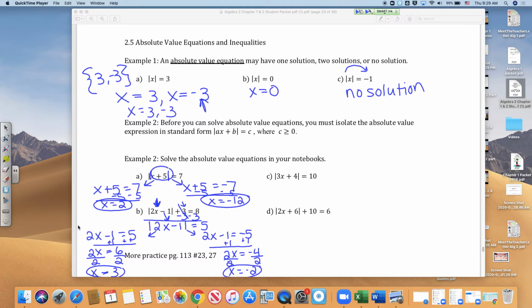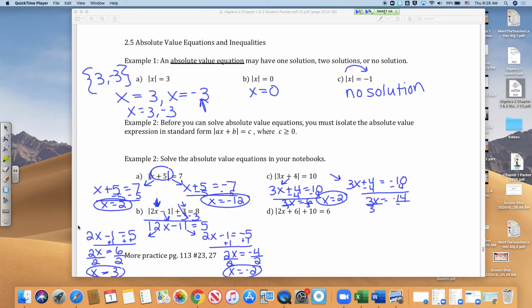All right, now it's time to go over C and D. Letter C, the absolute value bars are already isolated, so I can start by splitting it up into two equations. 3x plus 4 equals 10, and 3x plus 4 equals negative 10. My first step in these problems is subtracting both sides by 4. I get 3x equals 6, and then when I divide by 3, I get x equals 2 as one of my answers. The next one, subtracting both sides by 4, I get 3x equals negative 14.